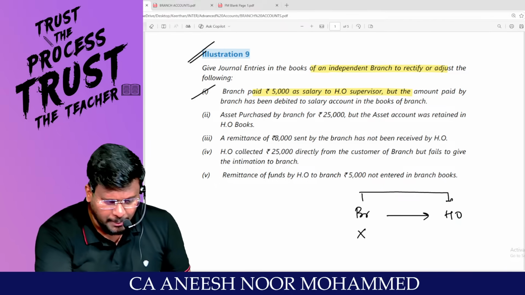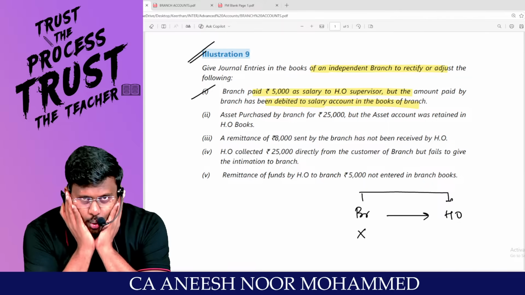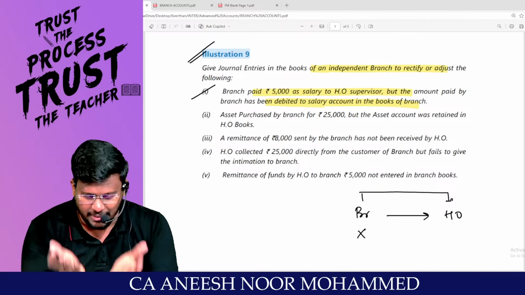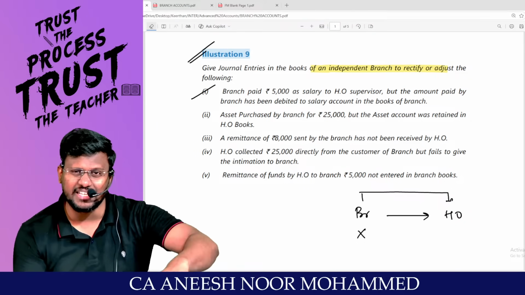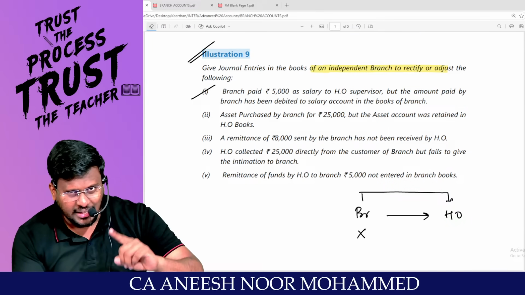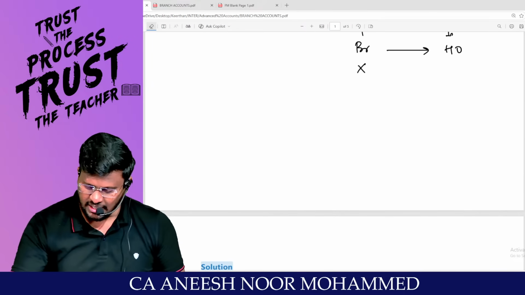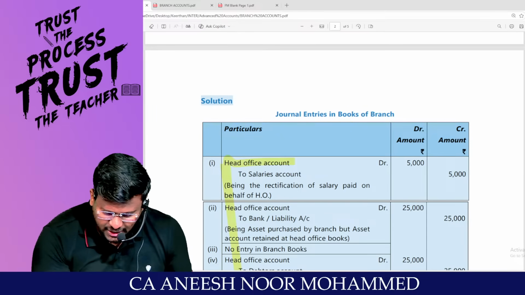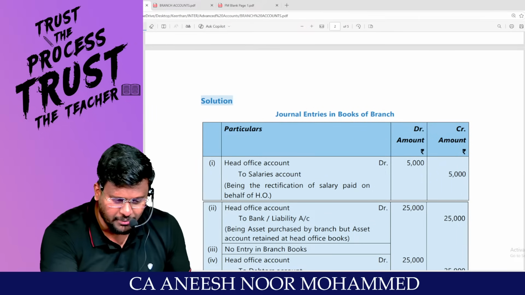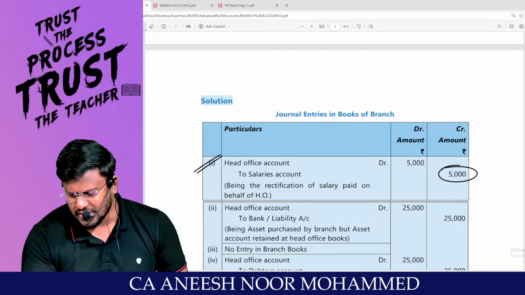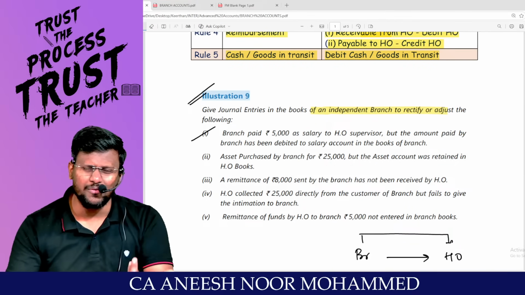But the amount paid by the branch has been debited to the salary account in the books of the branch. Oh, this is the current situation. Am I right, sir? Because my dear lovable students, the branch has booked it as its expense. So we have to rectify that and book a receivable from the head office. So the journal entry should be head office account debit, because this is a receivable from the head office, to salary account, because unnecessarily we have debited the salary. Is the entry easy, man? Foundation entry, why should we skip that 6 marks?